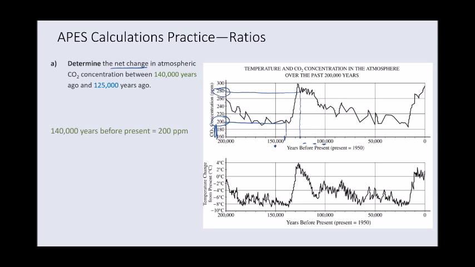So 140,000 years ago before the present, it was 200 parts per million. 125,000 years ago, it was 280. So what is the net change? Well, 280 minus 200, that gives me an increase of 80 parts per million. And already, just by being able to read this graph, I've got at least a point on this question.